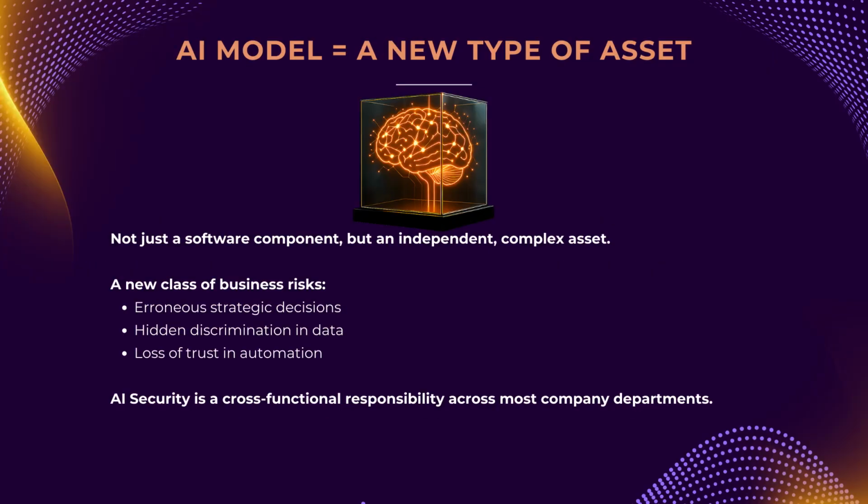Based on this evolution, an AI model ceases to be merely a software component and becomes an independent, complex asset. Its compromise does not lead to classical consequences like denial of service, but rather to the generation of systematically incorrect yet plausible outputs. This creates a new class of business risks: making erroneous strategic decisions based on compromised forecasts, embedding latent discrimination through manipulation of training data, or eroding trust in automated systems as a whole. Thus, the problem of AI security extends beyond the competence of the IT department and becomes a subject of analysis and action for multiple organizational units.